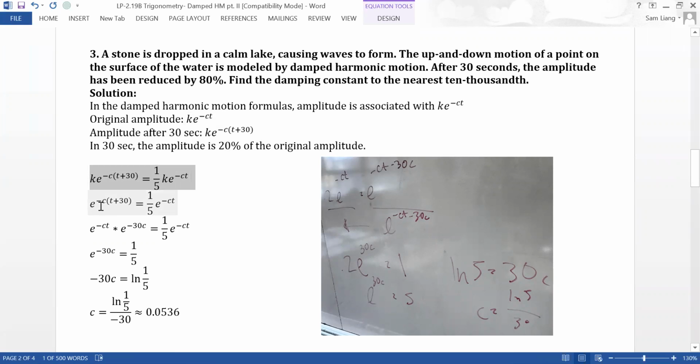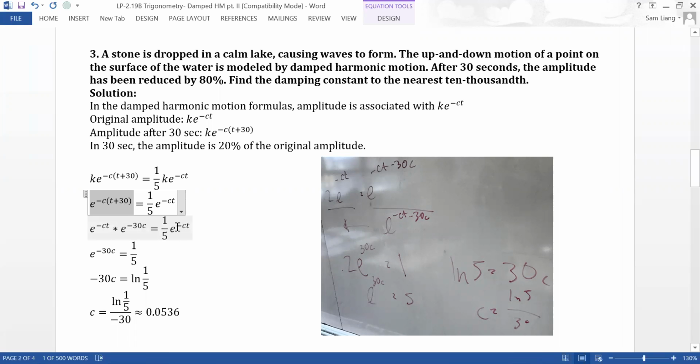And then from there, I used laws of exponents. So I just split this up into two exponentials. So e to the negative ct times e to the negative 30c is equal to this. So I did it in reverse, right? If you have two exponents, you add the powers, right? So negative ct plus negative 30c is the same as this.